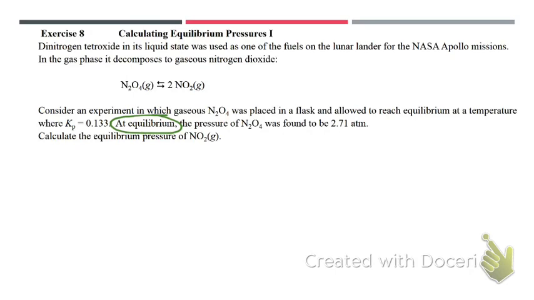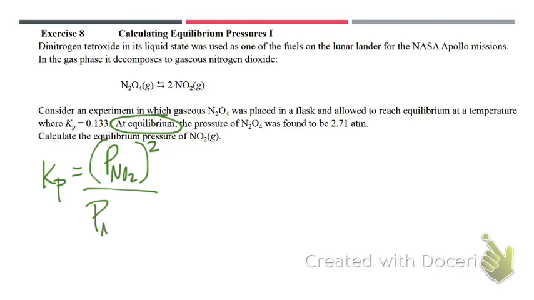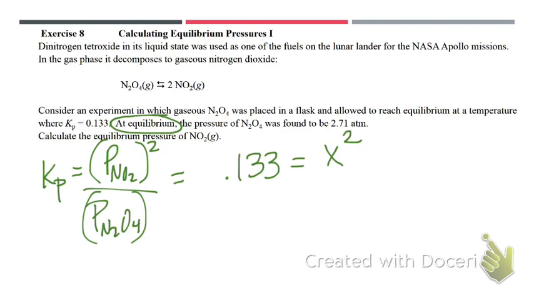Okay, so we have Kp equal to the partial pressure of NO2 squared, over the partial pressure of N2O4. We don't use brackets because we're doing partial pressure. So plugging in what they gave us, 0.133 is equal to x squared over 2.71, which is what they gave us in the problem: N2O4 was found to be 2.71.